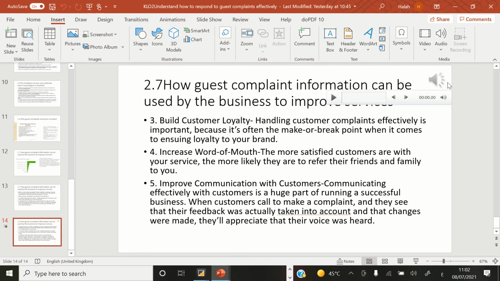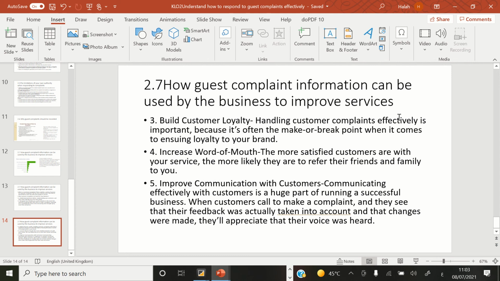Okay, so here, how can guest complaint information be used by the business to improve services? If you always try to make your guest happy by solving their complaints, this means you build customer loyalty. Customer loyalty means your customer will always be there with you whenever the competitors raise other products or services, because they know you are always there to help them. Handling customer complaints effectively is important because it's often the make or break point when it comes to ensuring loyalty to your brand.